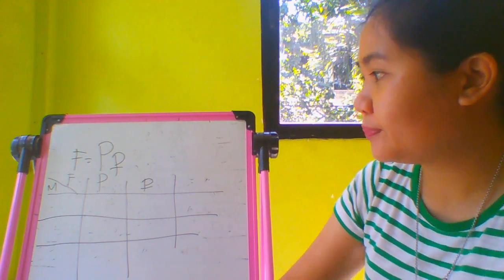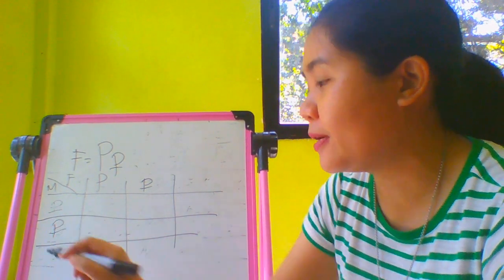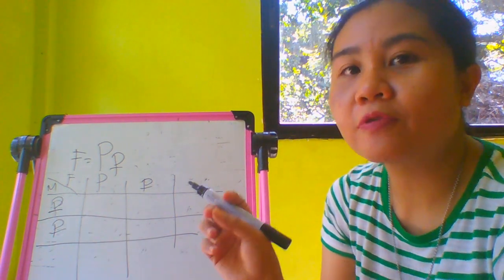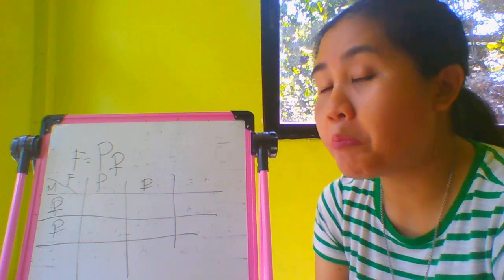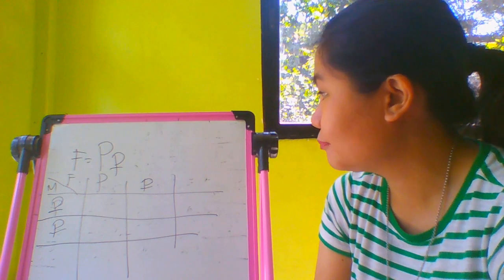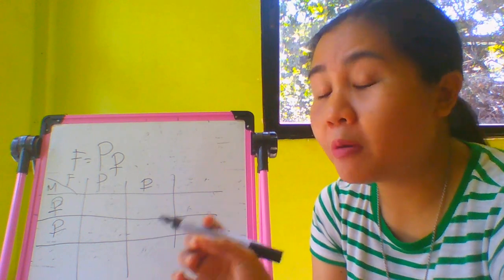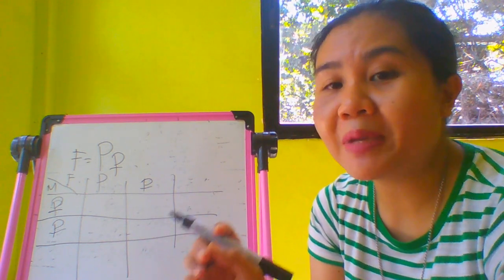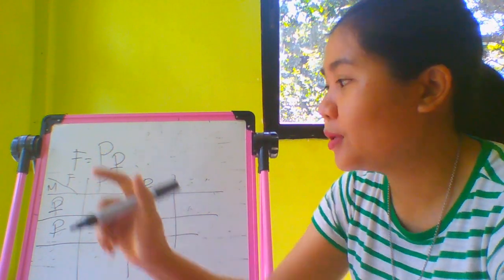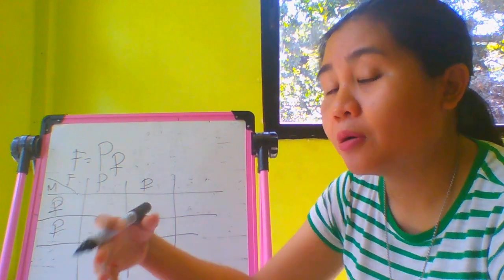For the male, small letter p and small letter p. So each of the sperm cells coming from the bull will carry both recessive traits for horned. Now we're going to solve what would be the probability of the offspring from the mating of a heterozygous polled female and a homozygous horned male.